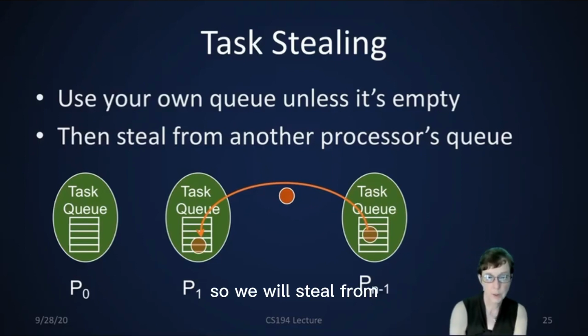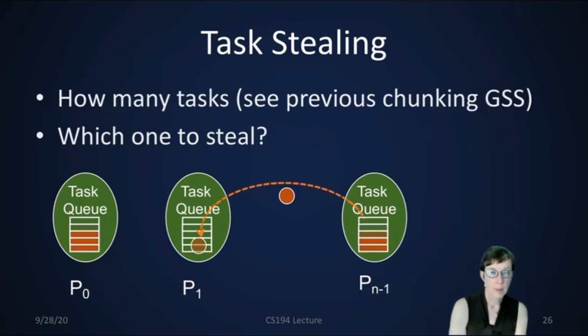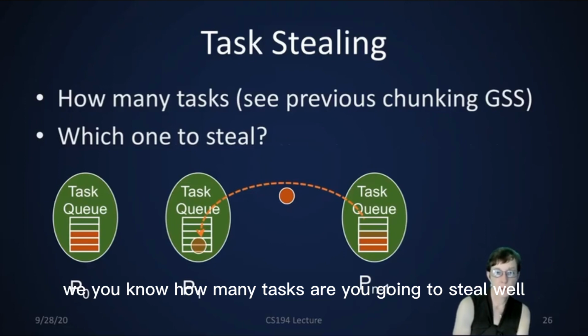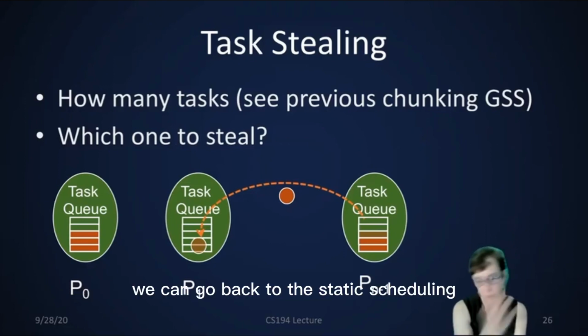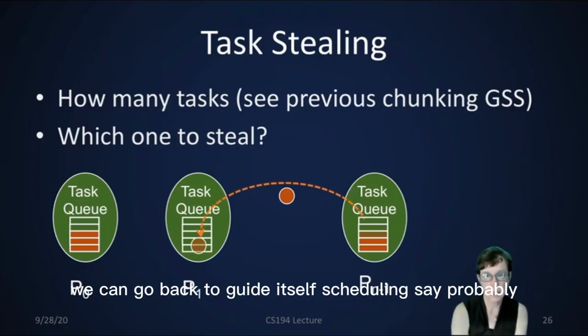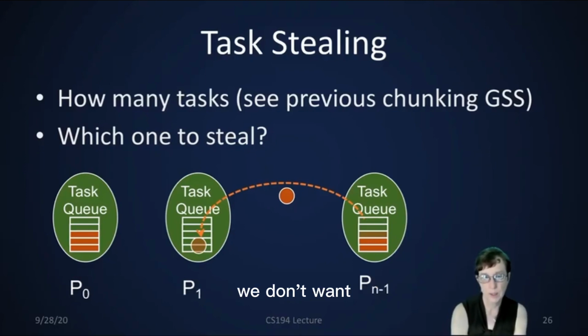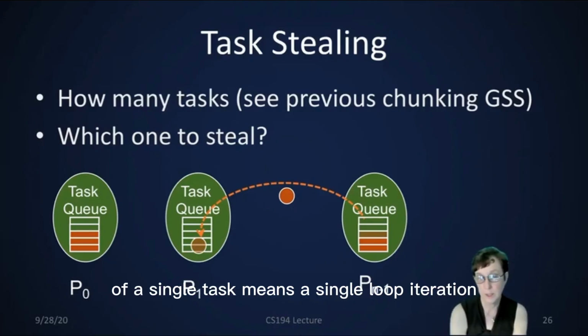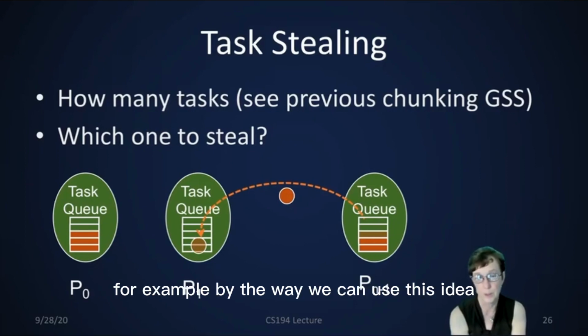Okay, so we can do this sort of work stealing or task stealing, and how many tasks are you going to steal? Well, we can go back to static scheduling, or we can go back to guided self-scheduling and say probably we don't want to steal a single task if a single task means a single loop iteration, for example.